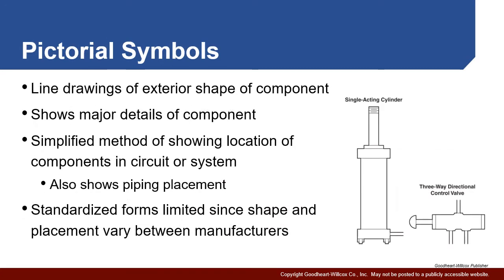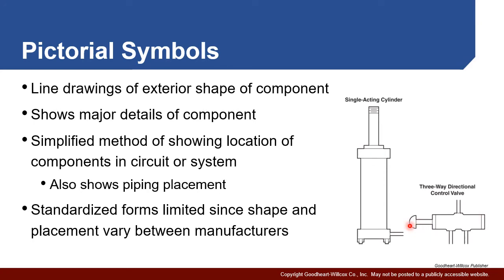Now, pictorial symbols, on the other hand, represent what the component actually looks like. So if you look here on the right, we have a single acting cylinder. You actually can see it. You can see a line going in at the bottom. You can see where the actual rod is going to extend outward. For example, here's a three-way directional control valve. You see the three lines going into it. This is a button on the end, right?